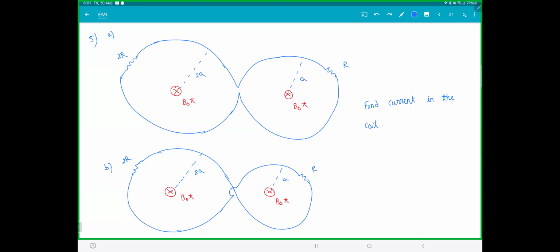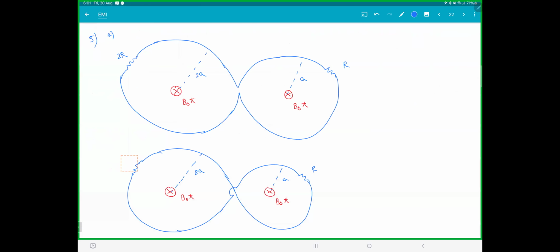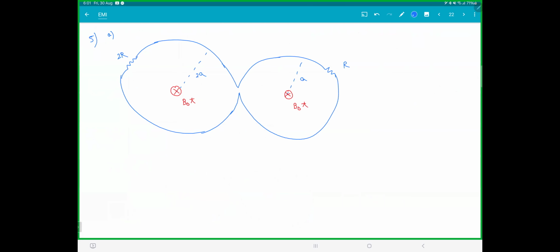See, the first one. So in the first coil here, the flux phi1 will be B naught into T into 4 pi A square. So EMF will be 4 B naught pi A square. This flux 2 will be B naught T into pi A square. EMF in the second coil would be B naught pi A square.